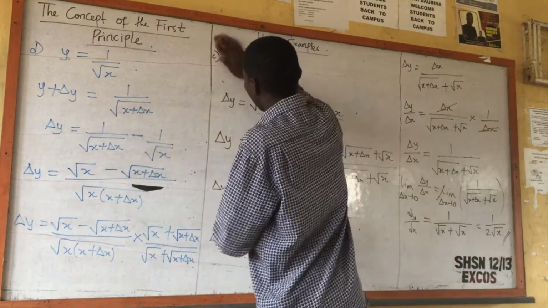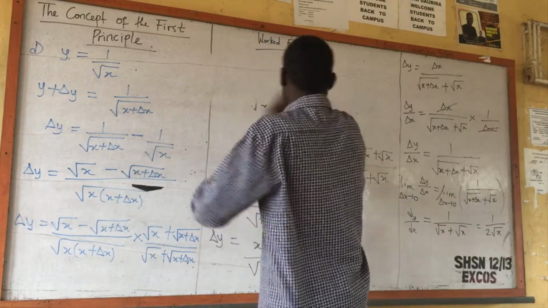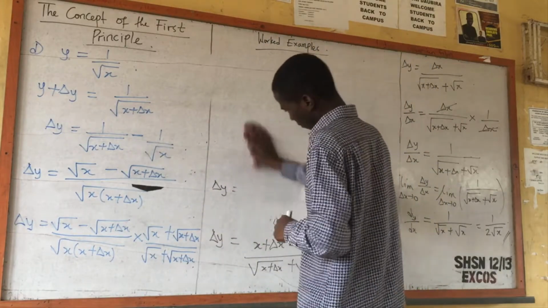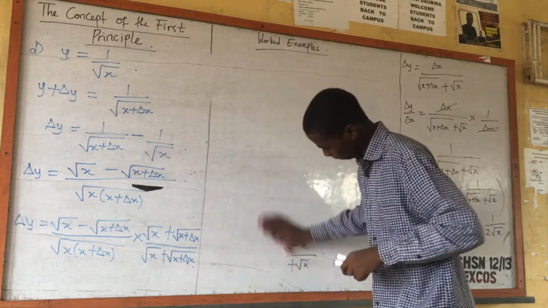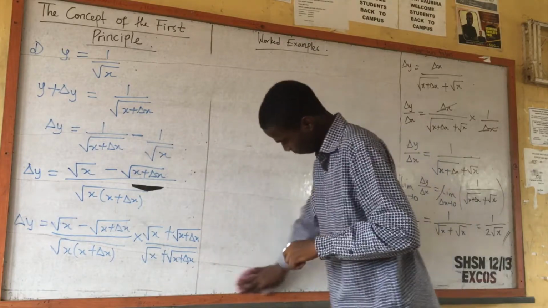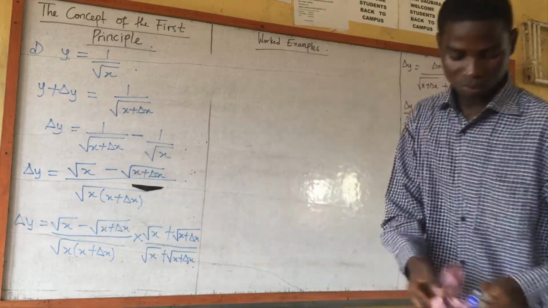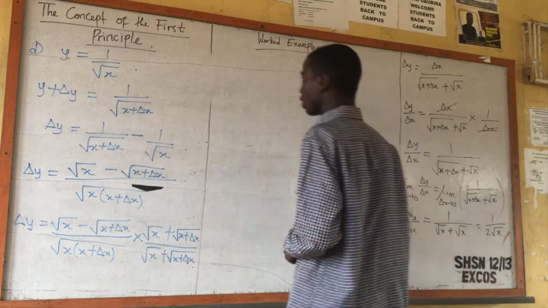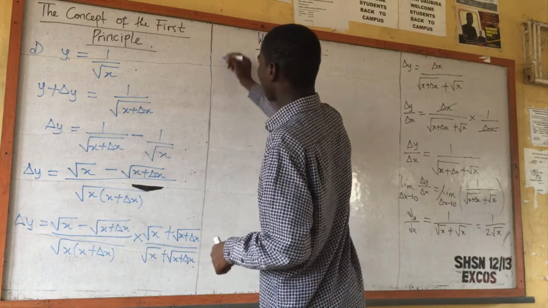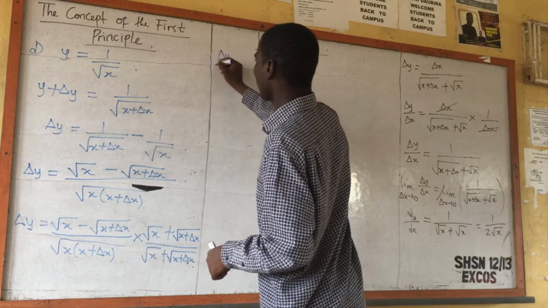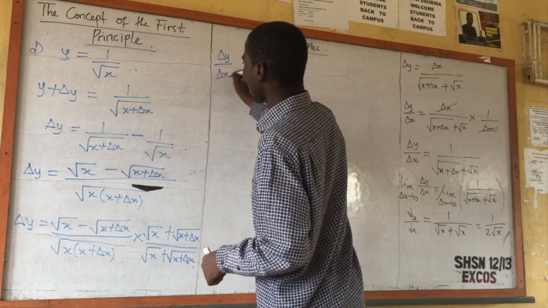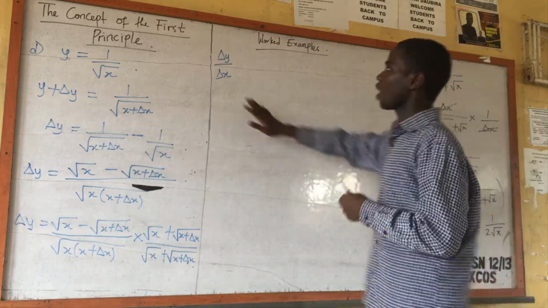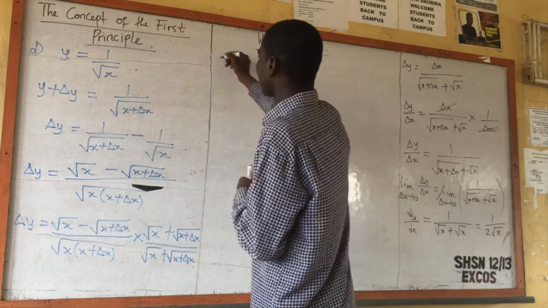So I will have, so this one will be delta y all over delta s. Oh no, before I do that, let me see what I'm going to obtain.